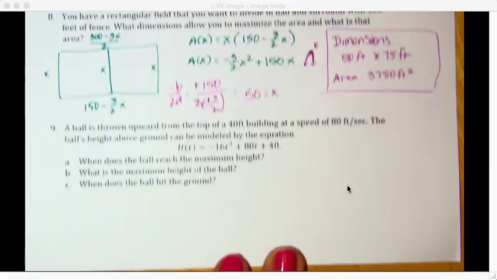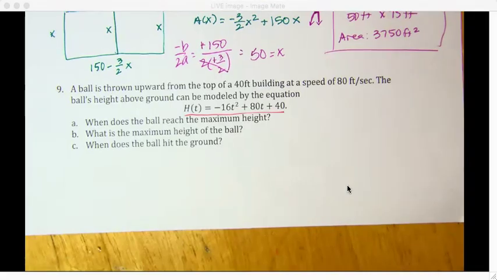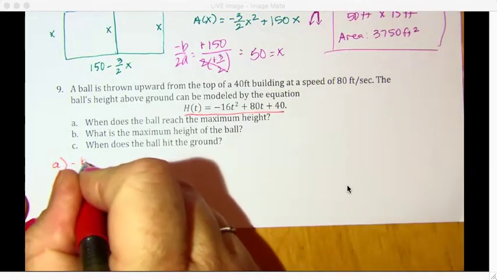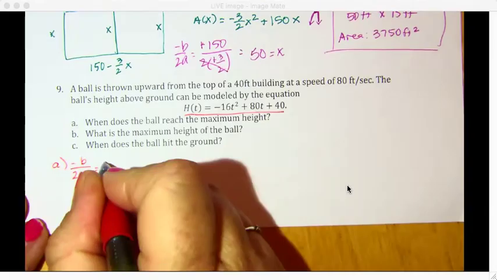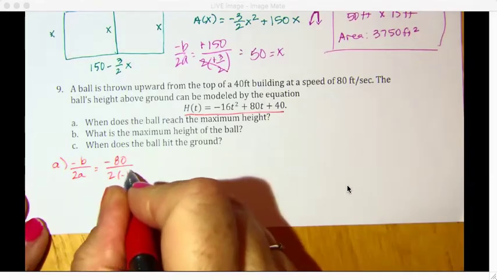Now that last one says a ball is thrown upwards from the top of a 40-foot building at a speed of 80 feet per second. The ball's height above the ground can be modeled by the equation given here. And it's nice that they gave us an equation here. And so it says, when does the ball reach that maximum height? So what we want to do then is find the vertex of that parabola. So I can go ahead and plug in negative b over 2a, negative 80 over 2 times negative 16.